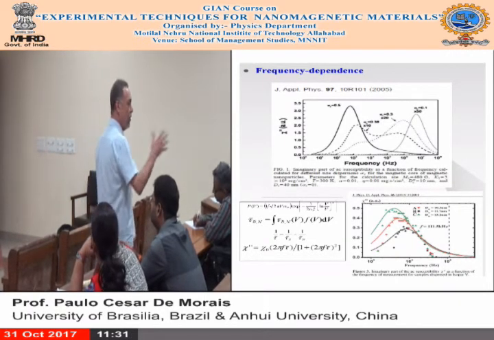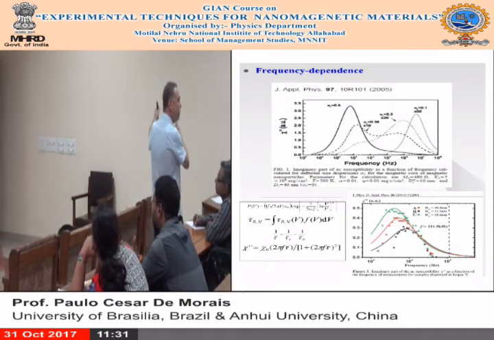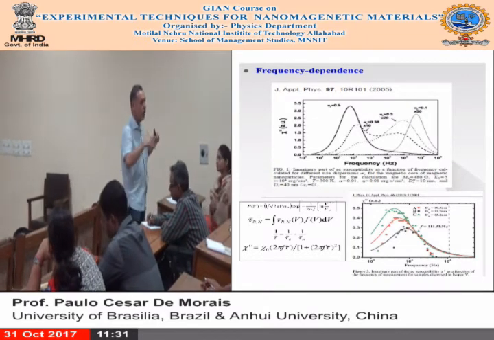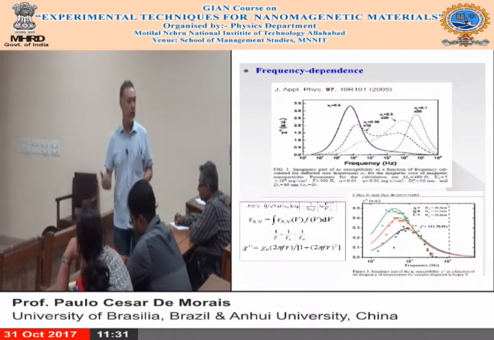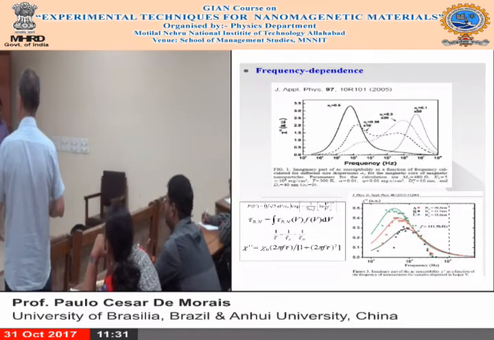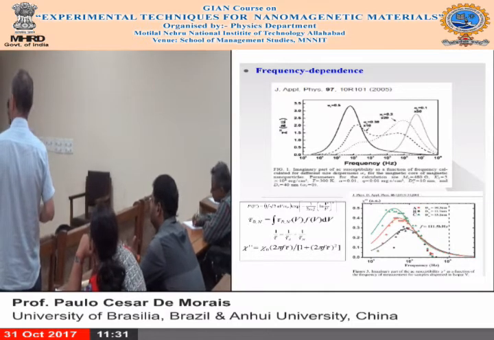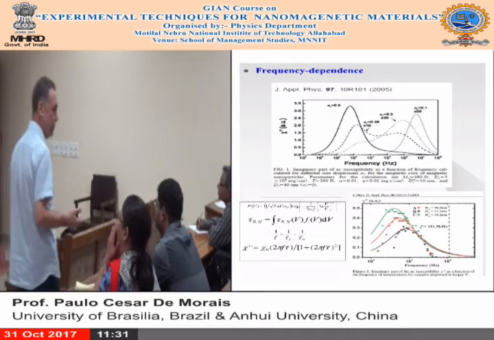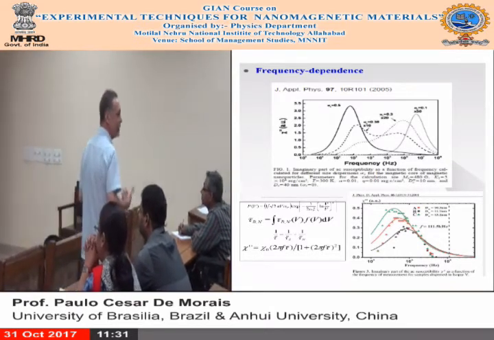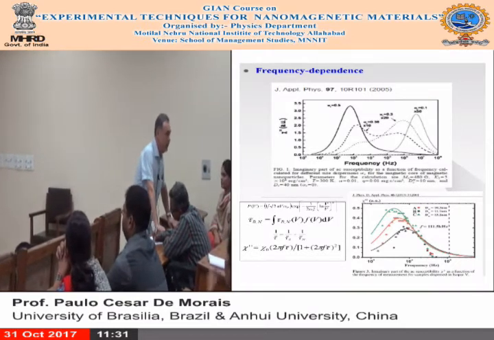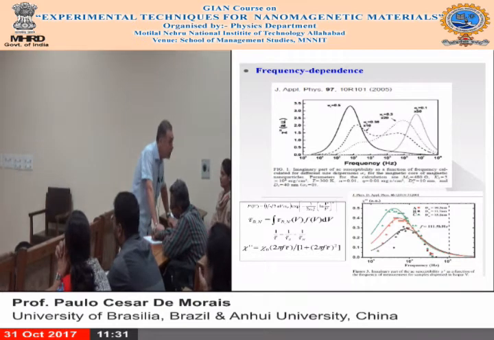This is the difference. So, your system can play between Brownian and Neel relaxation time. The response is quite sensitive to the contribution of Brownian and Neel. You can run from one end to the other, three orders of magnitude in frequency. This you can see experimentally. In one system, the lower frequency is dominated by the Brownian, and the higher frequency is dominated by Neel relaxation time.